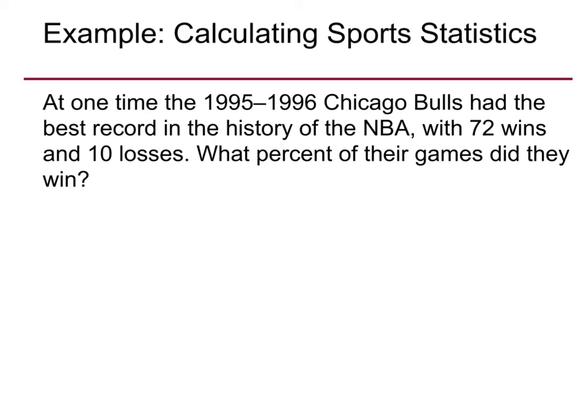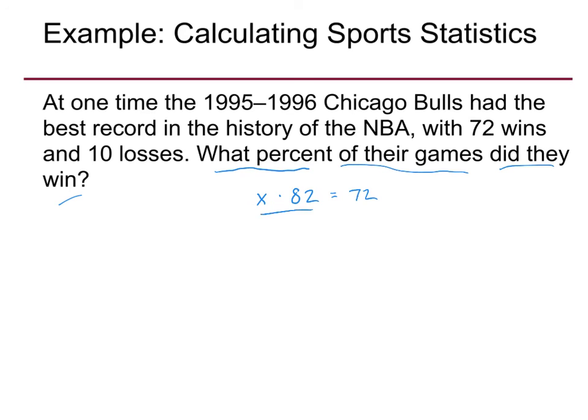They had the best record in the history of the NBA, 72 wins, 10 losses. Question is, what percent of their games did they win? So to write down this percent equation, let's take that last sentence that doesn't have any numbers in it, but it says what percent. I'm looking for the percent, of their games, of the total, x times, well, what's the total number of games? If they had 72 wins and 10 losses, the total number of games is 82. x times 82 is equal to 72.